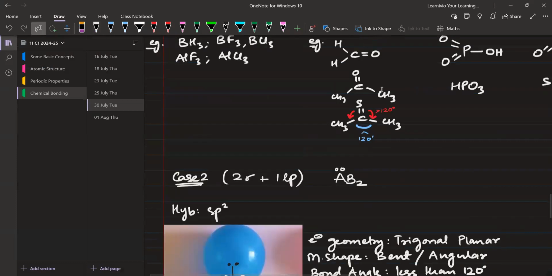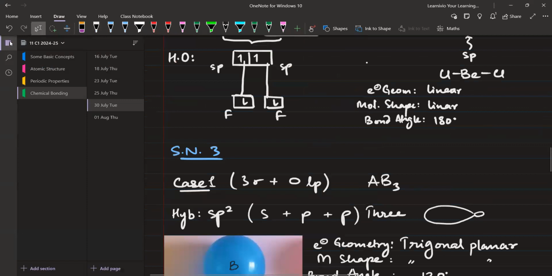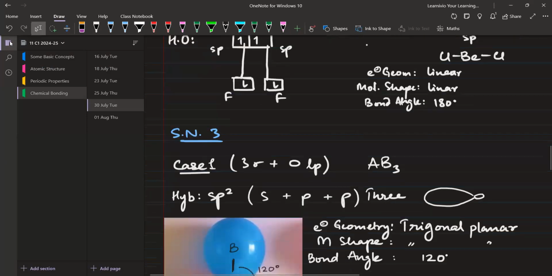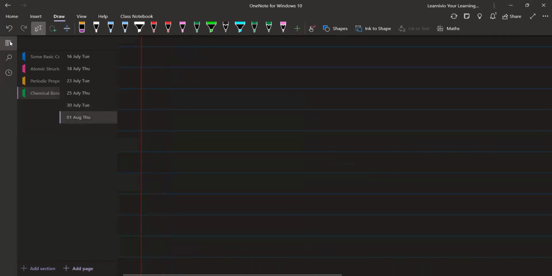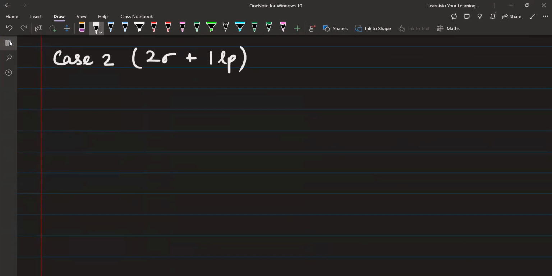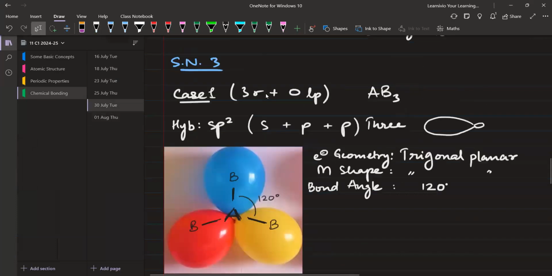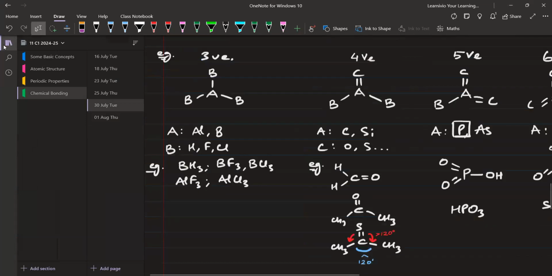So we have done case 1 in Sharik number 3. Let's write case 2: two sigma bonds plus 1 lone pair. We have 2 sigma bonds and 1 lone pair. We did not do this, no? Yes, we have done this. So this case is completely done. You have to move to Sharik number 4.